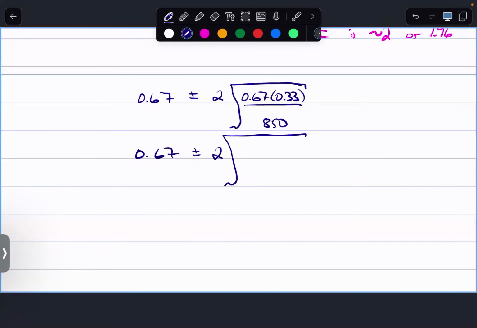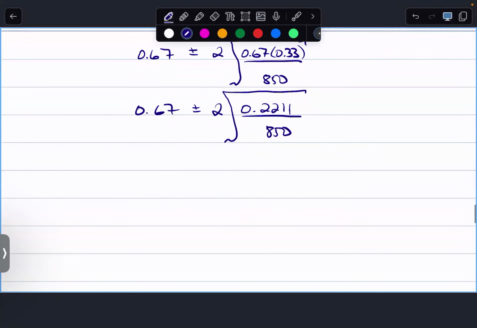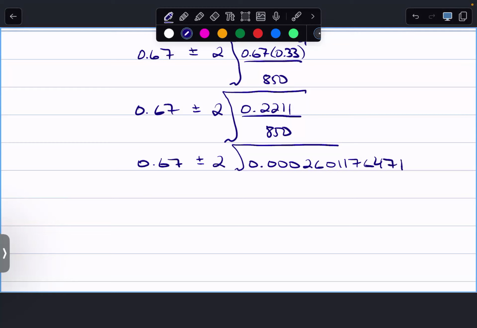So I'm going to start with 0.67 times 0.33. And again, you don't have to show all these steps, but I just want to do it so you can see how the calculation unfolds. Divided by 850. Times the square root of, scientific notation. Okay, 1, 2, 3, 2, 6, 0, 1, 1, 7, 6, 4, 7, 1.